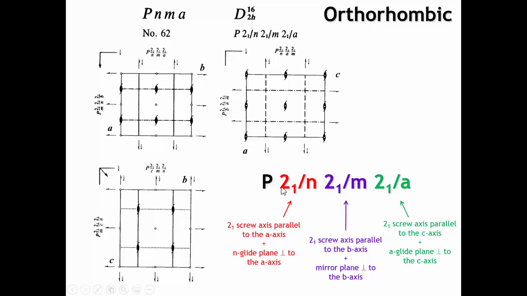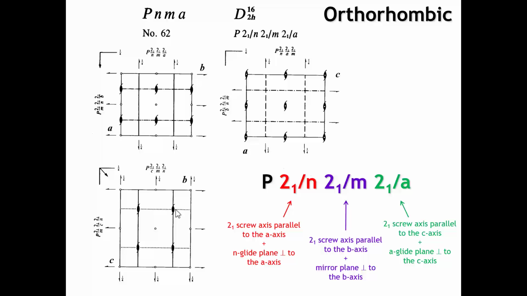If we wanted to see the 2 sub 1 screw, we should probably look in this drawing here. This is looking down the A axis. And you can see here are the 2 sub 1 screws. If you look at these diagrams, you're going to see that in every projection we see a 2 sub 1 screw coming out at us. And that's because there are 2 sub 1 screws running in all three directions.